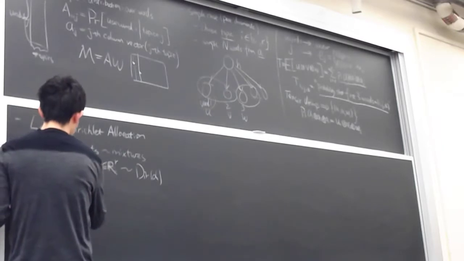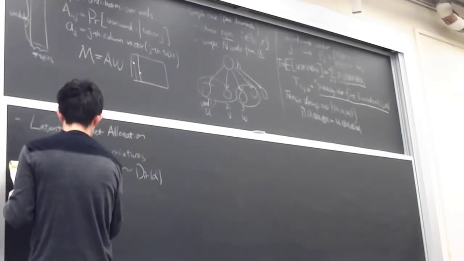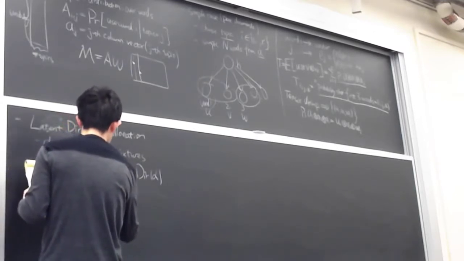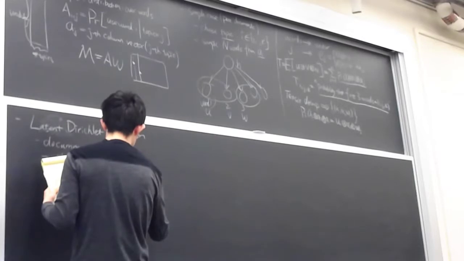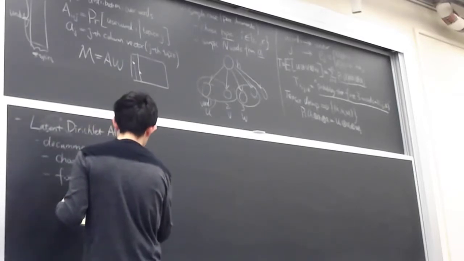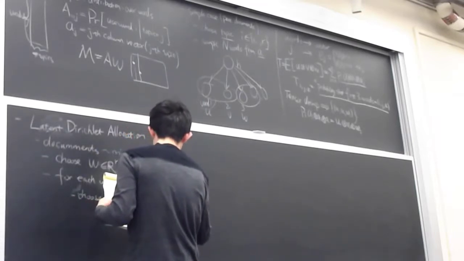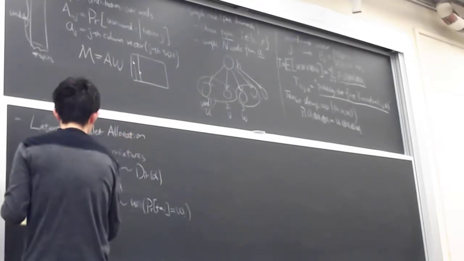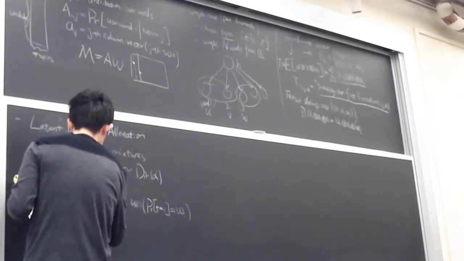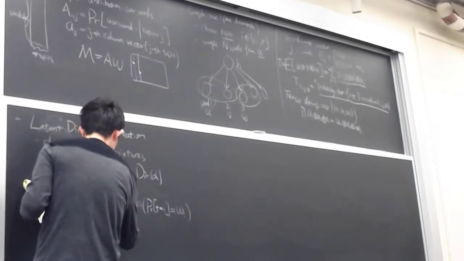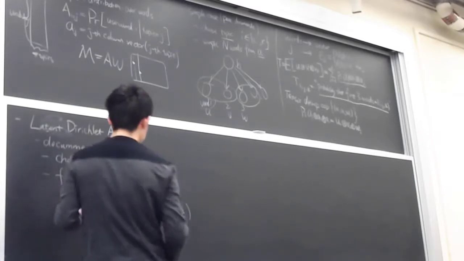And then for each word, we first choose t_i, which is the topic of this word, according to this distribution W. What I mean here is the probability that t is equal to i is equal to w_i. And then I will choose the word according to this distribution A_t.